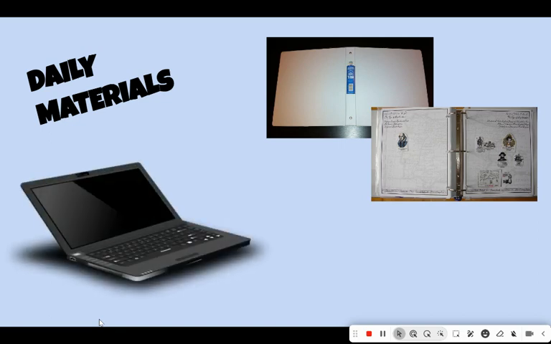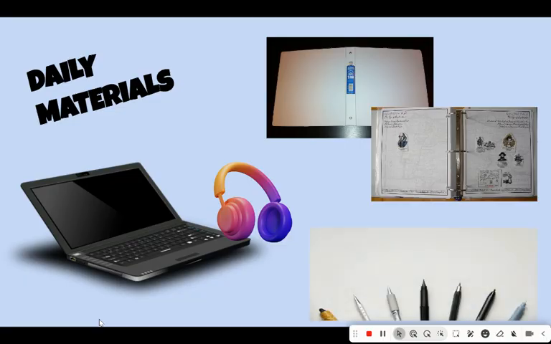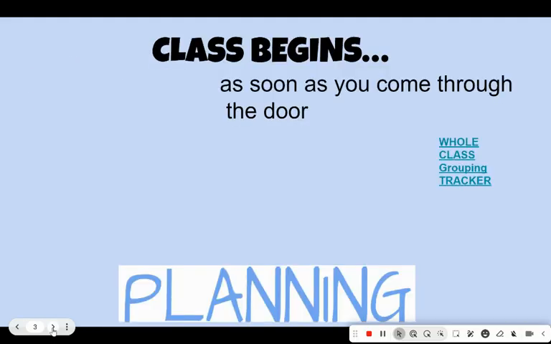You also need a Chromebook or a laptop, headphones, and something to write with. You can pause right now and just answer that question, why a binder with rings, if you didn't write it down as I was talking, or if you needed more time for that.